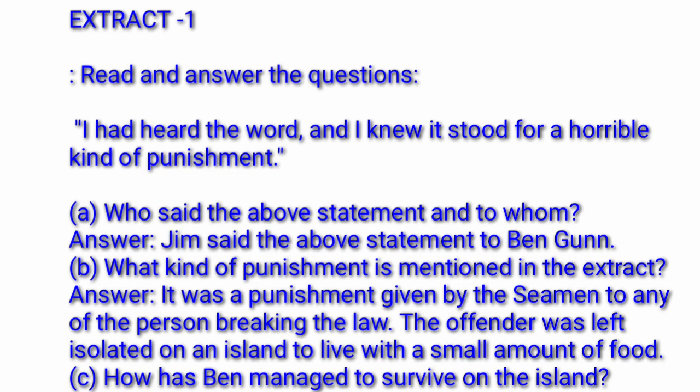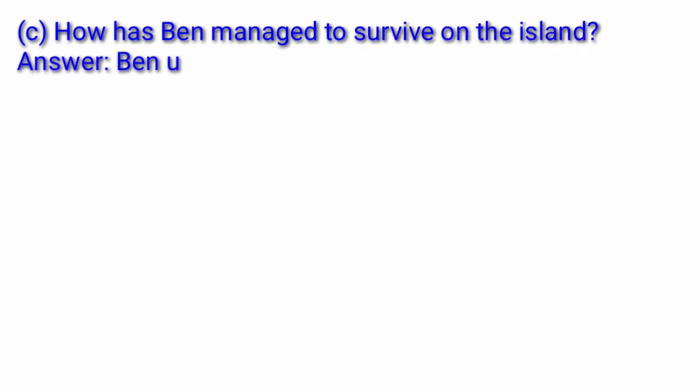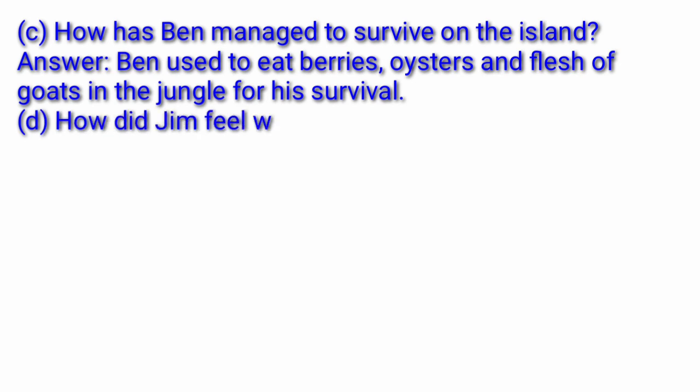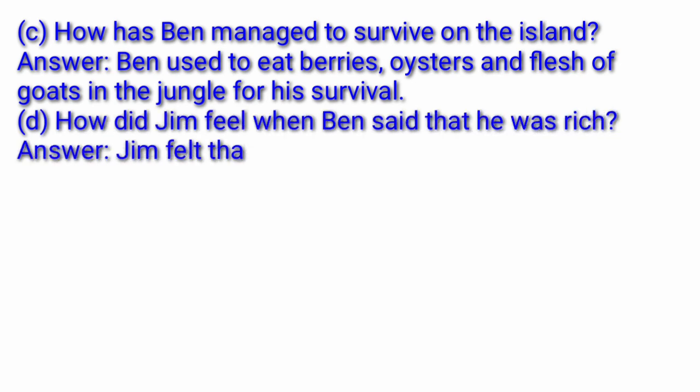Next, what kind of punishment is mentioned in the extract? Answer: It was a punishment given by the seamen to any person breaking the law. The offender was left isolated on an island to live with a small amount of food. How has Ben managed to survive on the island? Ben used to eat berries, oysters, and the flesh of goats in the jungle for his survival.